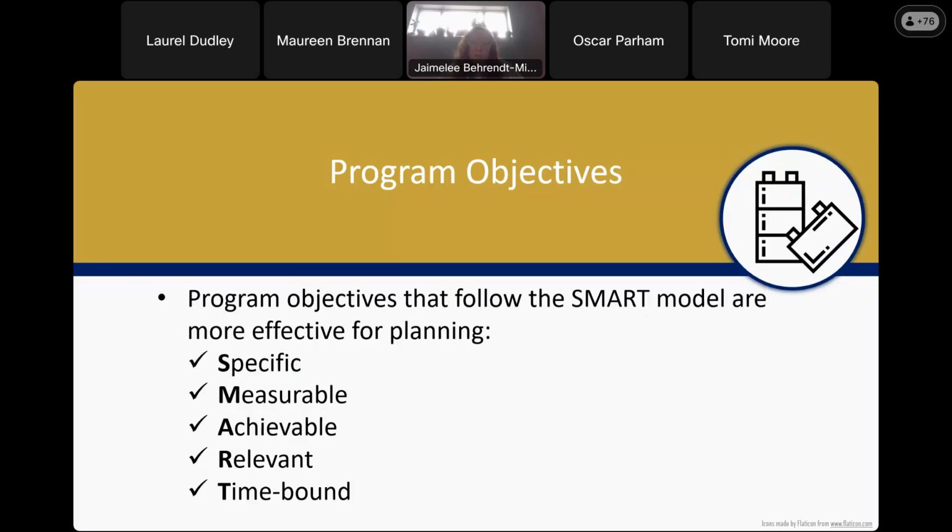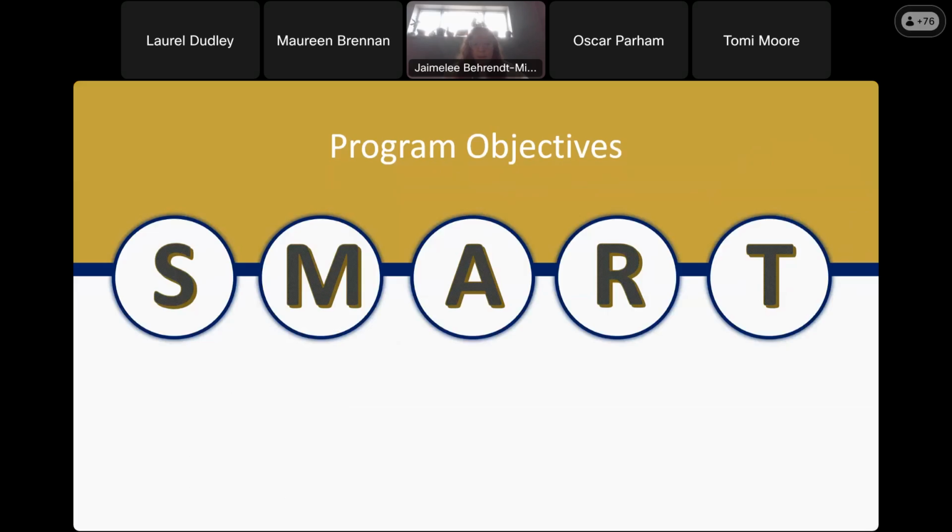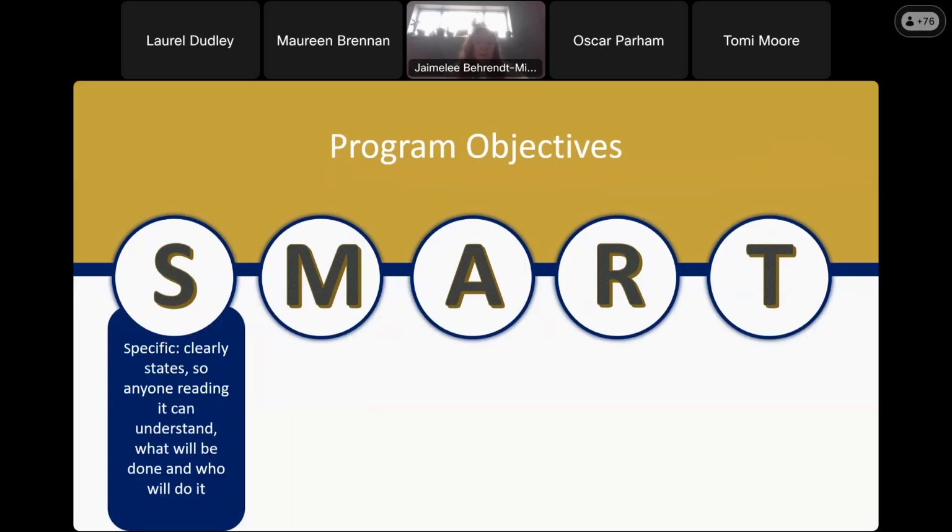When we're thinking about program objectives, we really want them to be following this kind of SMART model, right? So we want them to be specific, measurable, achievable, relevant, and time bound. And so what that really means, specific is going to be clearly stated, right? So really anyone who is reading what these goals or objectives are can easily understand it. They know what's going to be done, and they're going to understand who is specifically going to do that.